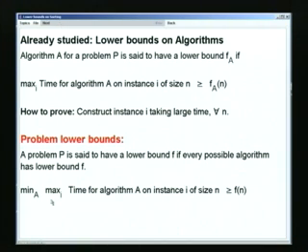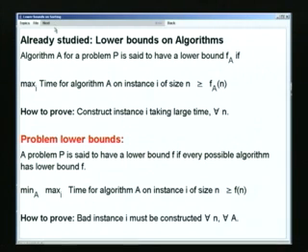Here is the more algebraic statement. So, notice that this part is just similar to this part, and now we have an additional quantification. We are saying that this must hold even for the best algorithm. So, the algorithm which takes the minimum worst case time must have time bigger than f of n. Of course, if the best algorithm has time bigger than f of n, then clearly every algorithm will have time bigger than f of n. So, this is what it means for f to be a problem lower bound for this problem P.